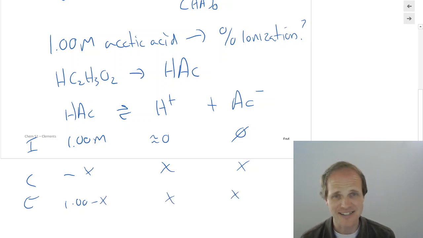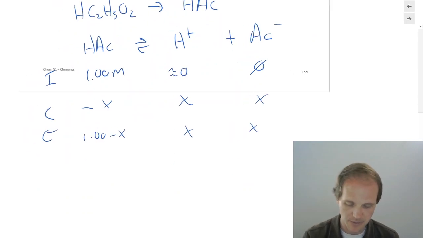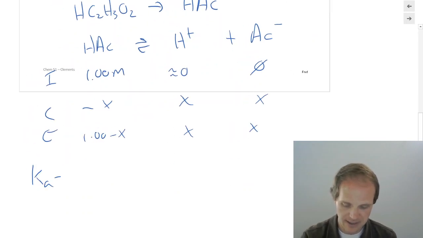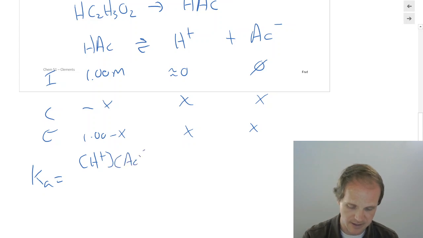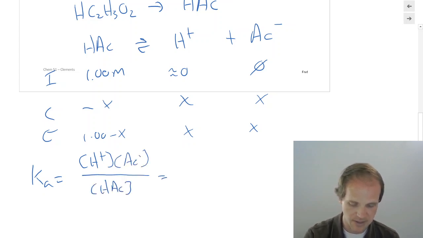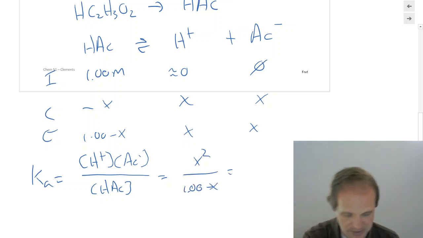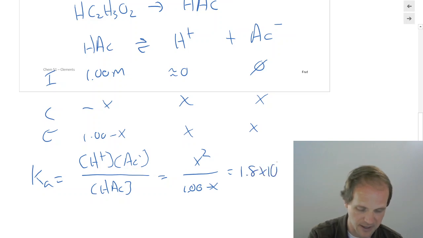You getting tired of these ice tables yet? A lot of similarities, very similar every time. We've got our Ka is equal to the concentration of H plus times the concentration of AC minus over the concentration of HAC, which is going to be x squared over 1.00 minus x. I didn't give you a K value yet, but the K value is 1.8 times 10 to the minus fifth.